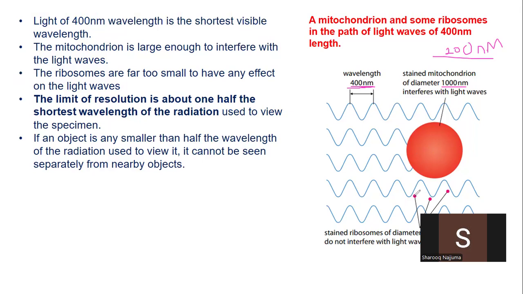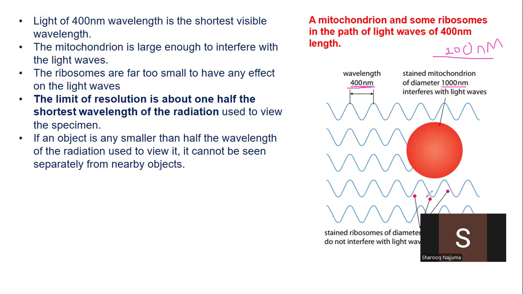But the ribosomes are too small. When the light waves are moving, they just jump over them. That is why you'll never be able to see ribosomes if you're using light, because even if we use the shortest wavelength, which is 400 nanometers, still the ribosomes cannot interfere with those light waves.